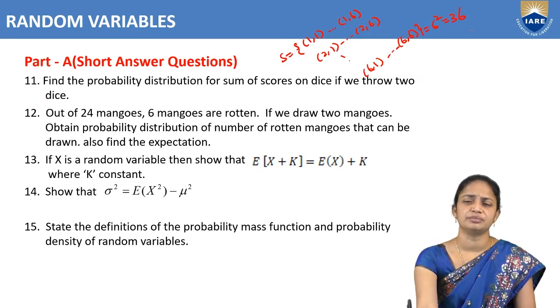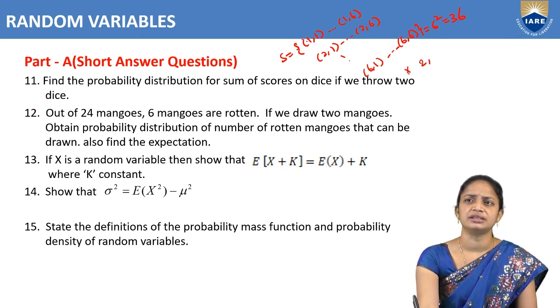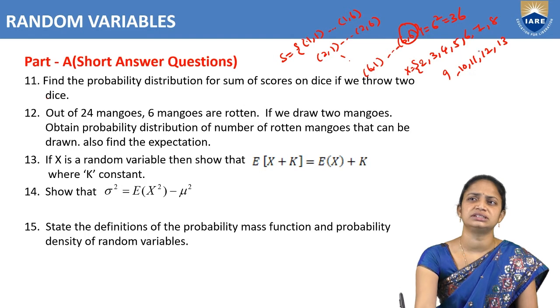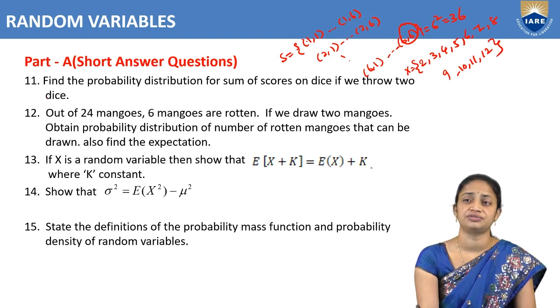So the total number of events is 36, and if we throw 2 dice, for the sum of scores on the dice, we have to add. 1 plus 1 is 2, and then the random variable takes the values 3, 4, 5, 6, 7, 8, 9, 10, 11, 12. So up to 12 only, because 6 plus 6 is 12, right? So the random variable goes up to 12.